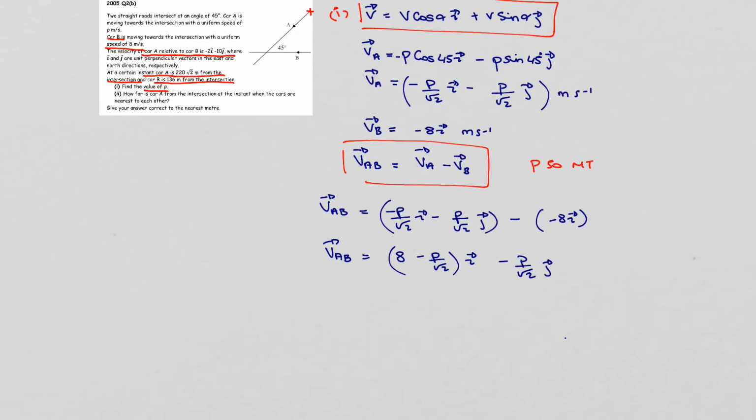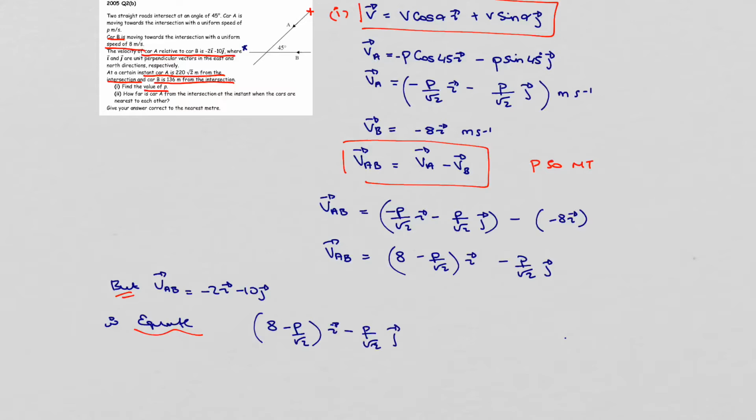However, up here in the question, we were told that that relative velocity is actually minus 2i minus 10j. So we say, but the velocity of A relative to the velocity of B is minus 2i minus 10j. So therefore, if I equate both of those, well, that's going to allow me to work out what p is. So I can say that 8 minus p over root 2 in the i direction, minus p over root 2 in the j direction, must equal minus 2i minus 10j.